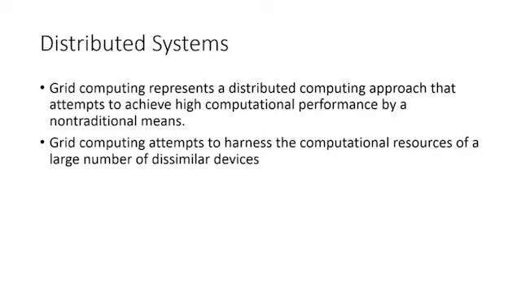And then we have those distributed systems. Now we're talking about grid computing. Still a type of distributed systems, but grid computing represents a distributed computing approach that attempts to achieve high computational performance by different means, non-traditional means. So it attempts to harness the computational resources of a large number of dissimilar devices. So it's trying to take the processing power of anywhere that it can, not necessarily a server or a laptop, but maybe a gaming console, right? We can take those, you hear about grid computing, popular gaming consoles where they can tie them together and make a little computer. They can rebuild them.